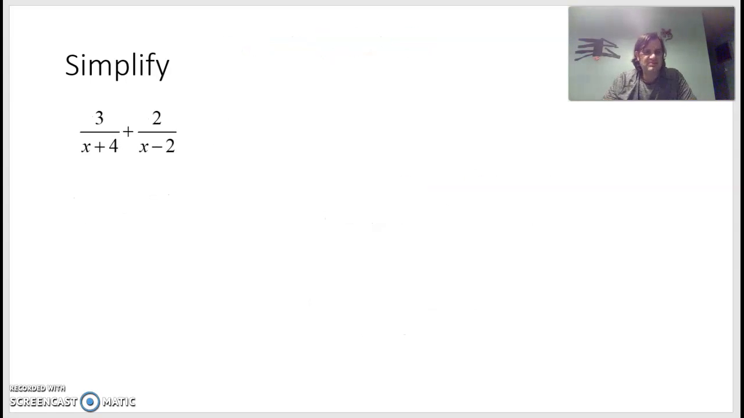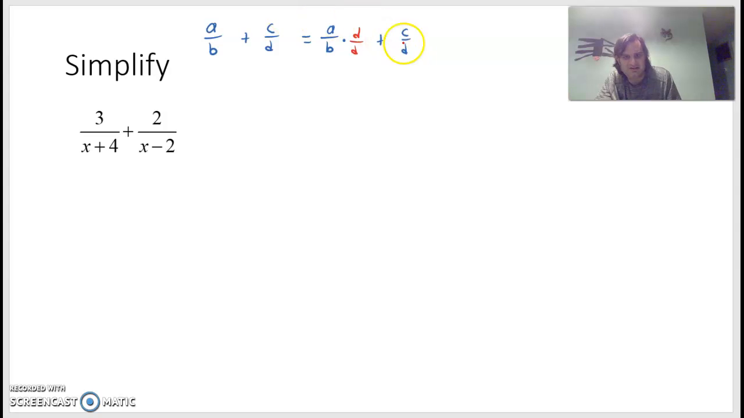Okay. The next problem says simplify, but it's adding two fractions together. So just a reminder, let's remember how we add two fractions. We might want to add a over b plus c over d. And remember, we need a common denominator to add fractions. So b and d are the two denominators, so we would have a over b times d over d, making this common denominator, plus c over d times b over b. Now that the denominators are the same, we can write it as one fraction, which is part of our goal. The denominator would be bd, and the numerator would be ad plus bc.